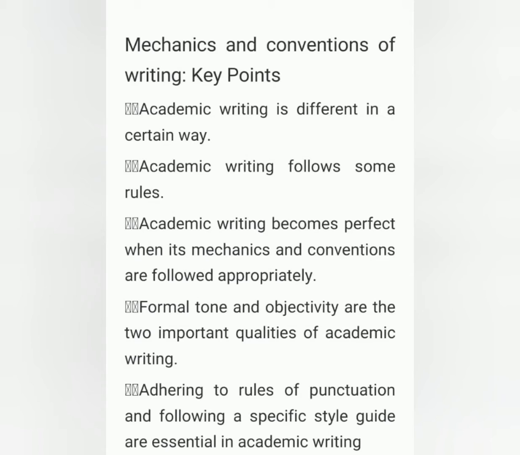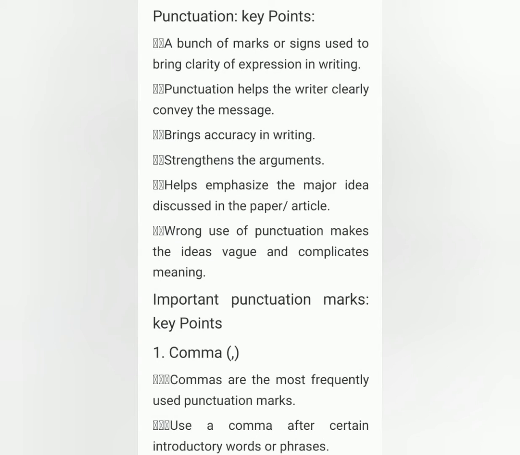Academic writing is different in a certain way, and it follows some rules. Academic writing becomes perfect when its mechanics and conventions are followed appropriately. Formal tone and objectivity are the two important qualities of academic writing, and adhering to rules of punctuation and following a specific style guide are essential. From that, the first point is punctuation.